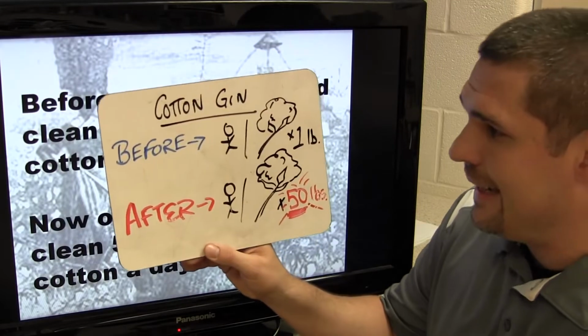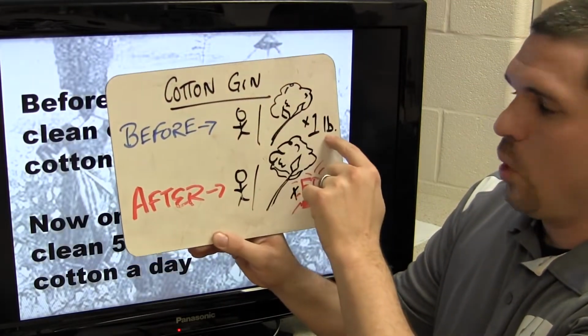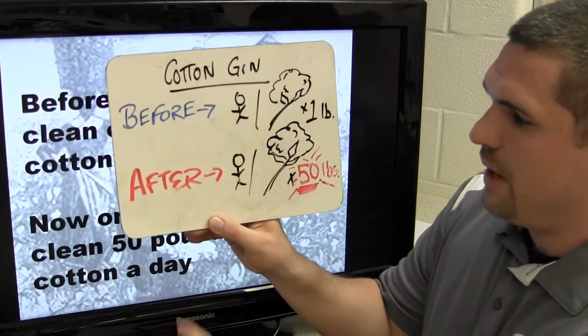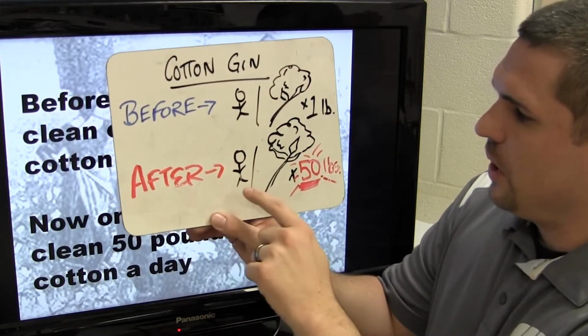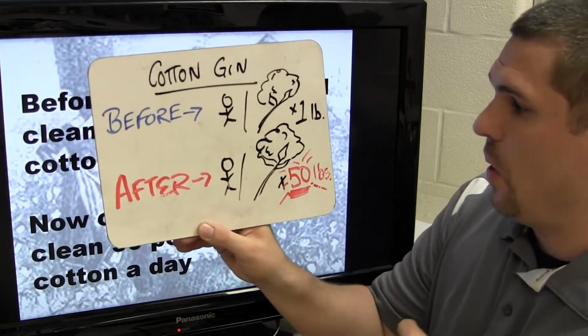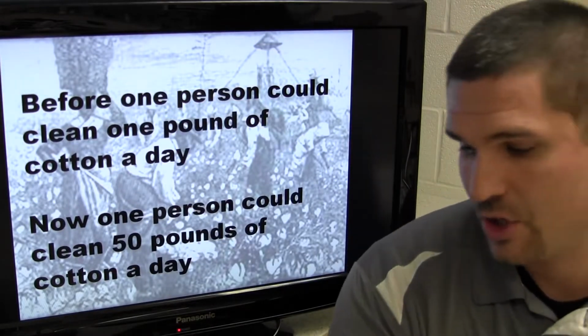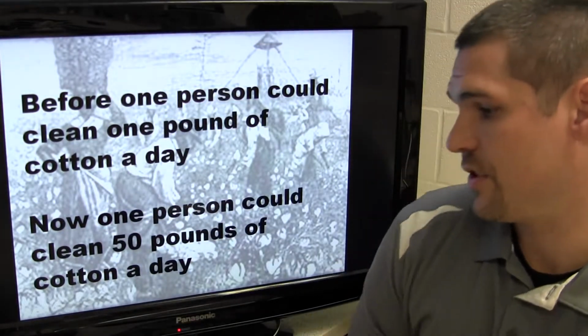So if you take a look again, the impact of the cotton gin: before, one person does 1 pound of cotton, but after it explodes, one person can clean 50 pounds of cotton. So, you know, obviously you're going to get a lot more production out of the cotton harvest.